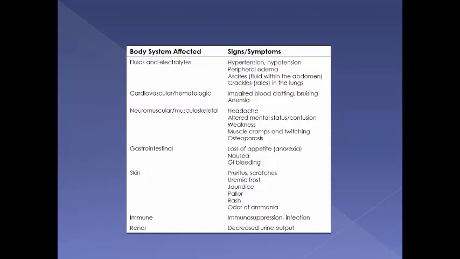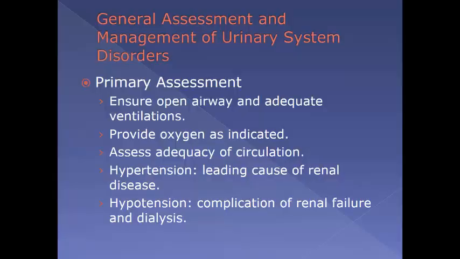You may see pruritus, which is itchiness or scratching. You may see a uremic frost or jaundice, pallor, rash, all these different things with the skin systems. You may see signs of easier infection or immunosuppression with your immune system, and of course the decreased urinary output with your renal system. So this right here, you see the little white specks, that's actually a uremic frost. This happens where you have severe kidney failure and you are not able to rid your body of the byproducts, so they actually start to seep out through the skin.